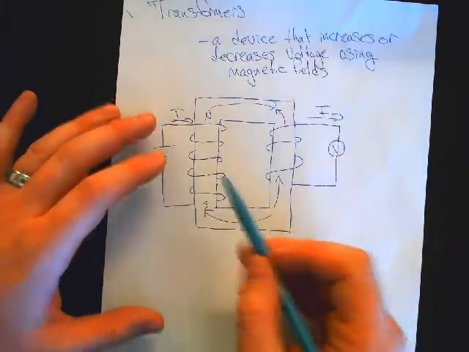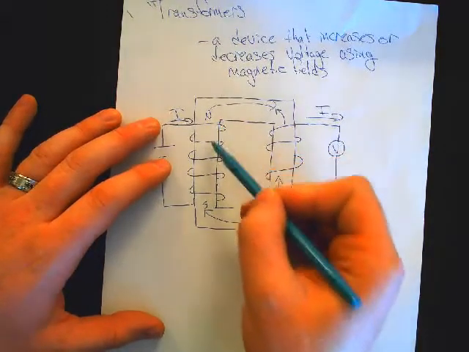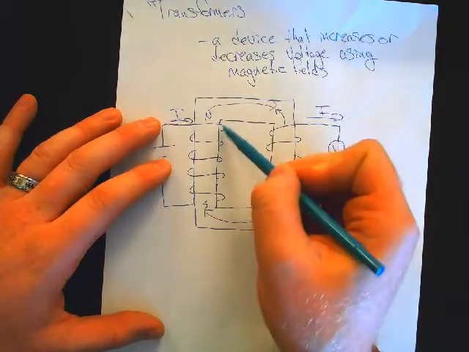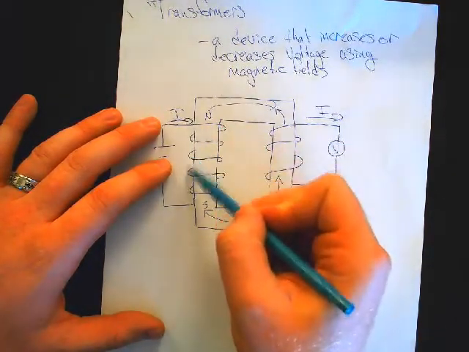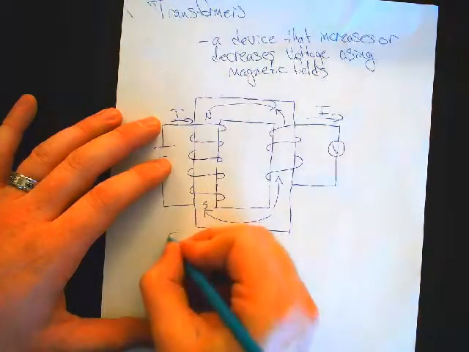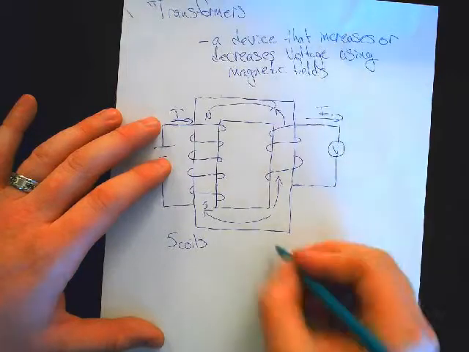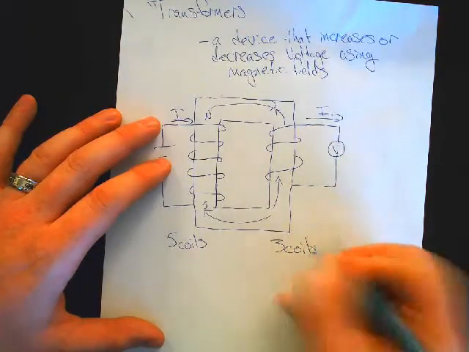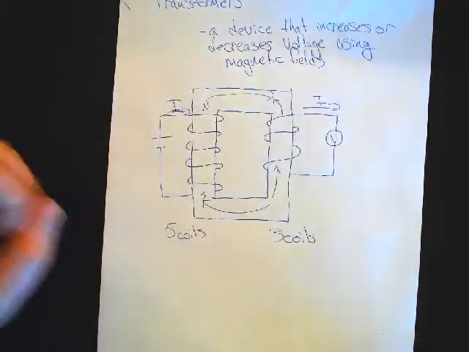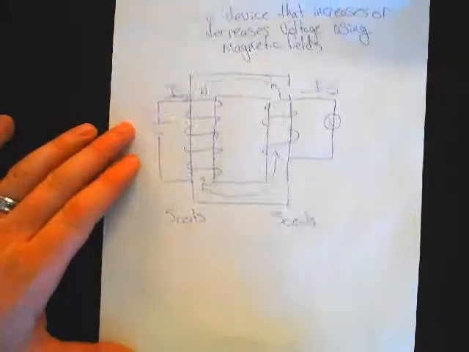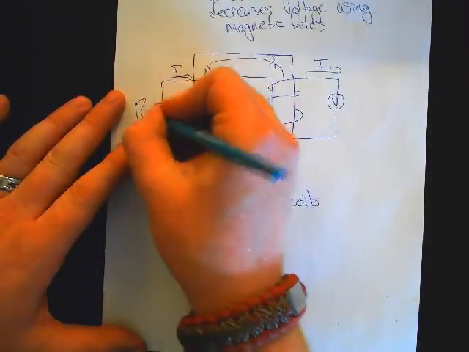It depends entirely on the number of times these are wrapped around these cores. So this one's wrapped 1, 2, 3, 4, 5 times, 5 coils. This one's wrapped 1, 2, 3 times, 3 coils. And those coils form a ratio with the voltage that they're set up at. Let's say this is a 12-volt battery.